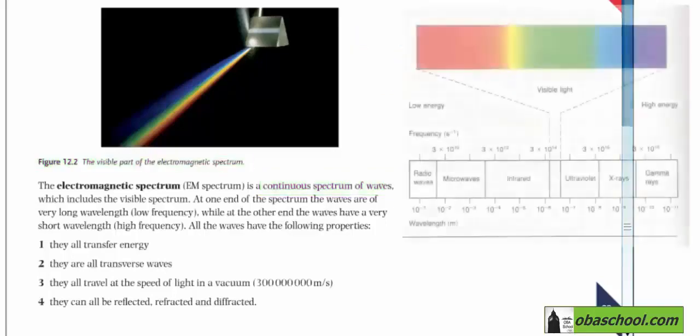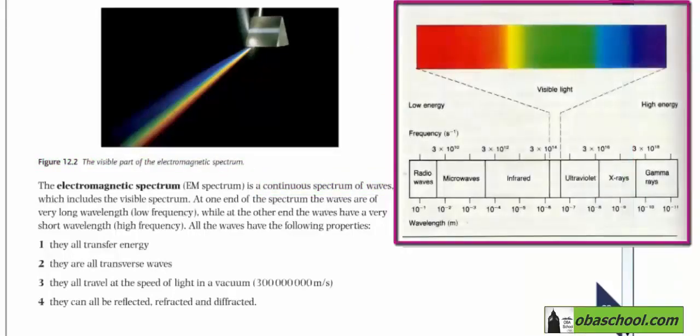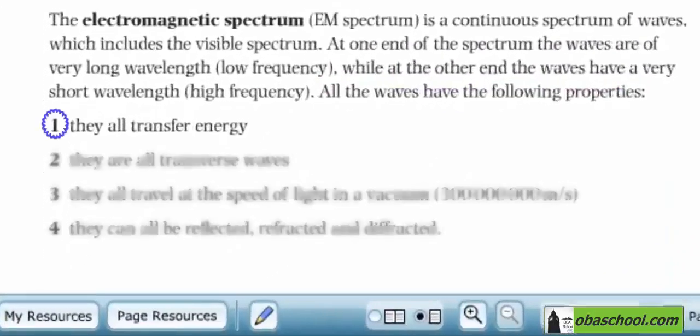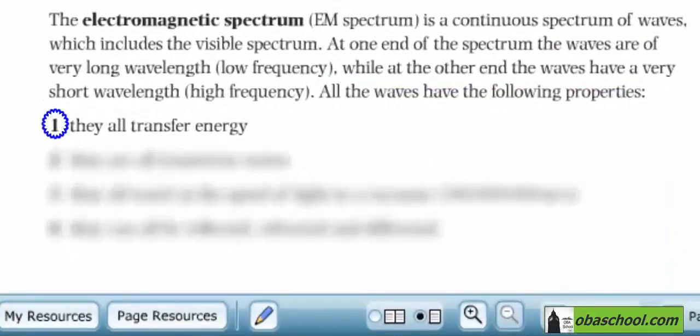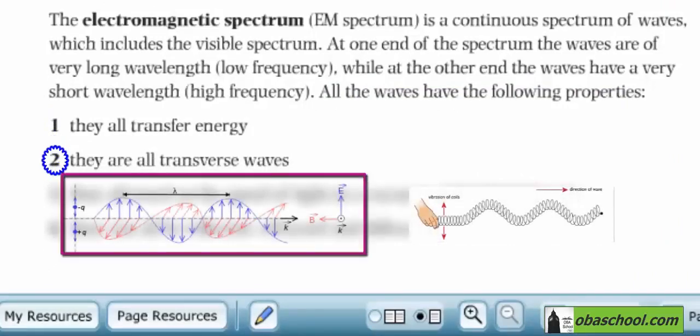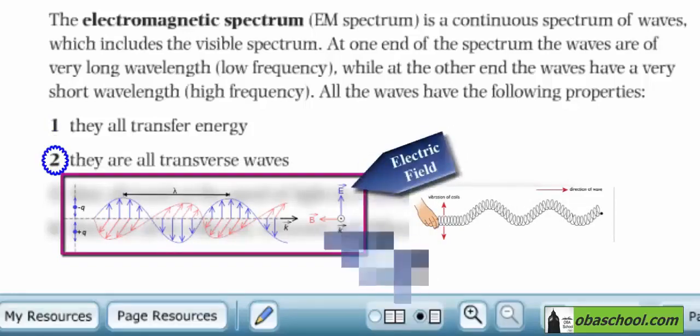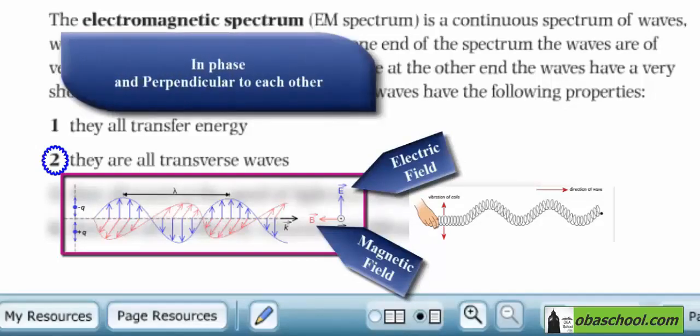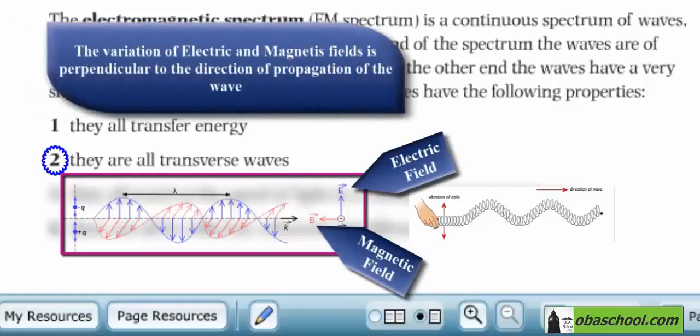This figure shows the electromagnetic spectrum and its different parts, where one of them is the visible light, as you can see here. All the waves have the following properties. First, they all transfer energy only, not matter. Second, they are all transverse waves, as you can see in the graph, where electromagnetic waves are a combination of electric and magnetic fields that propagate in phase and perpendicular to each other, plus their variation is perpendicular to the direction of propagation of the wave.